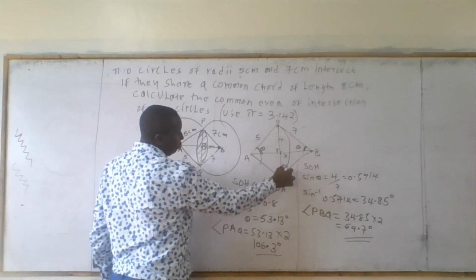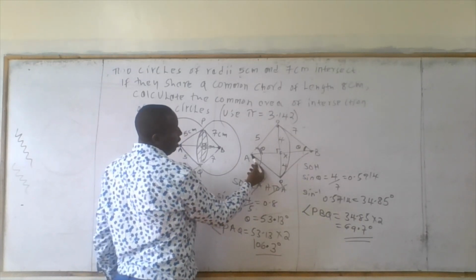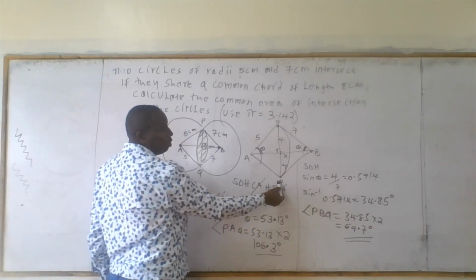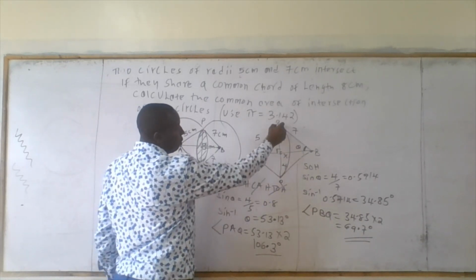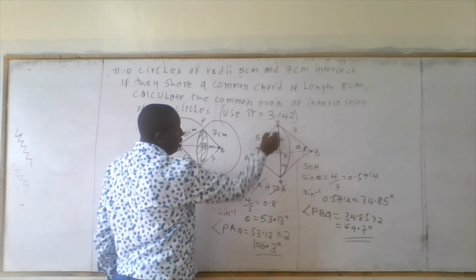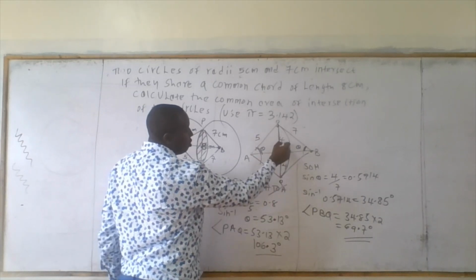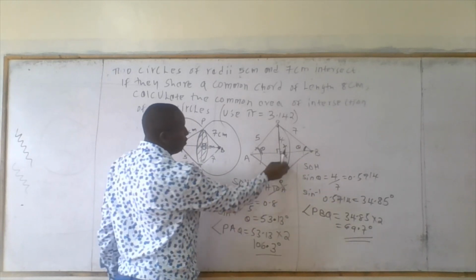You have that sector APQ. You find the area of the whole sector, then you subtract this triangle PAQ. So in this case, you have got the area of this segment.